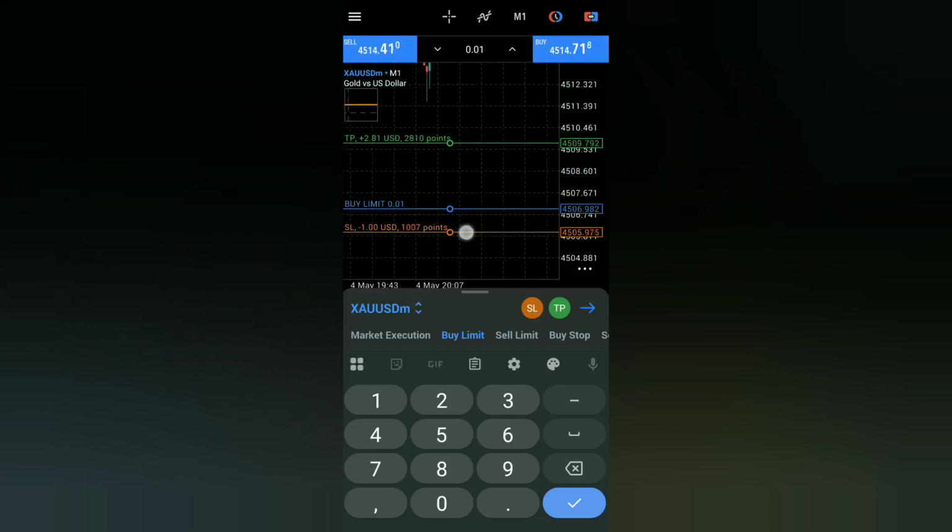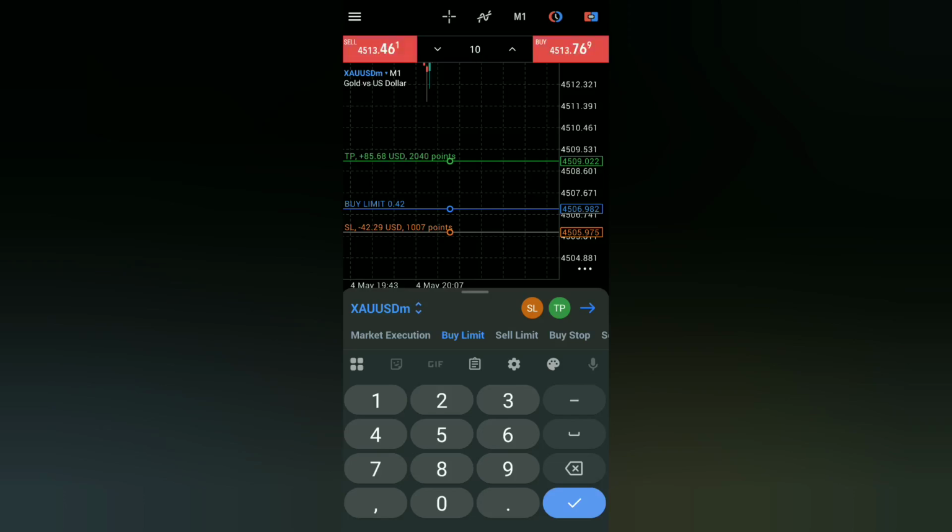Let's say $1, $2. Hope you know why this thing is showing $1, $2. Because of this 0.01. If I change this from 0.01 to 0.05, it has increased from $1 to $5, from $2 to $10. If I increase it from 0.05 to 0.1, look at what has happened. It has increased to $10. If I change it to just 1, it has increased to 10.